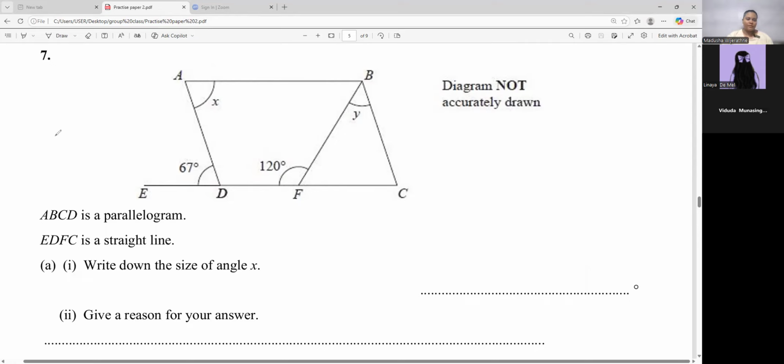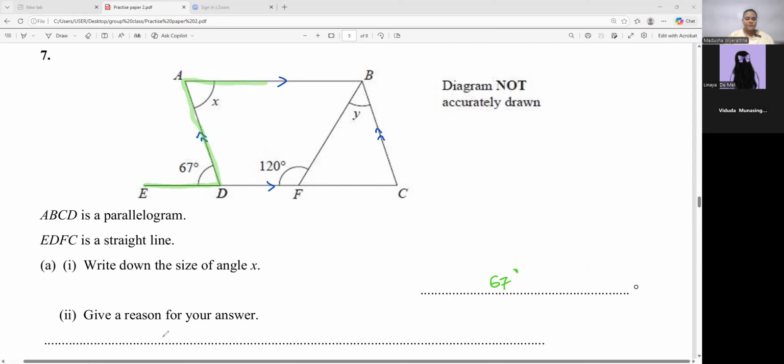Parallelogram. Properties of a parallelogram: opposite sides are parallel and they are equal. When we are finding angles, we don't need to know whether they are equal or not, but we need these parallel lines. Now we'll write what X is. So you can see these alternate angles here. The shape is Z. They are alternate angles. Alternate angles are equal. X is equal to 67 degrees. So the answer is 67.